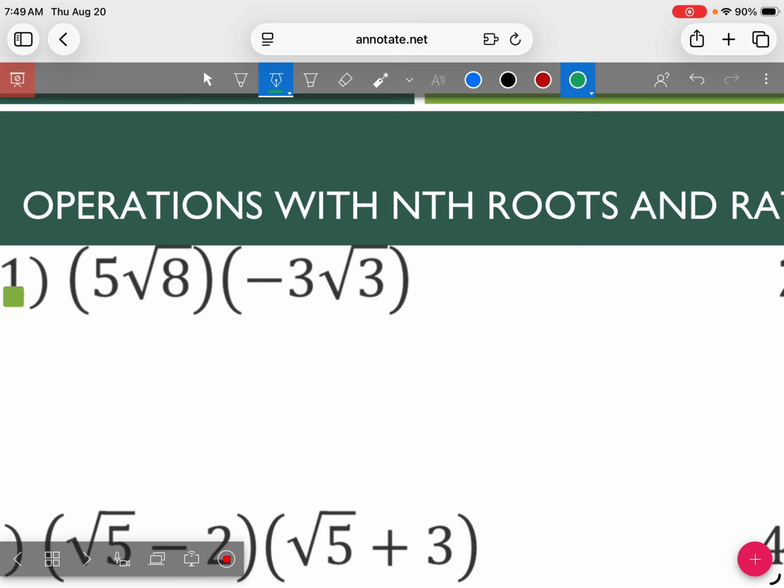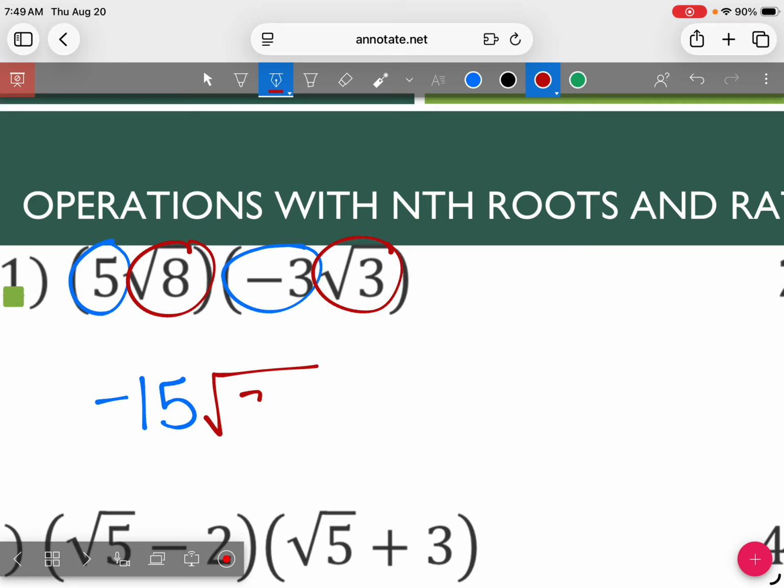All right, when you multiply, they don't have to be like terms. Okay, multiplying, they don't need to be like terms. All we're going to do, multiply the numbers, multiply our radicals. So if I take 5 times -3, I get -15. If I take 8 times 3, I get 24. But we're not done.